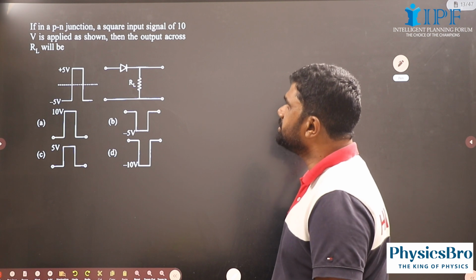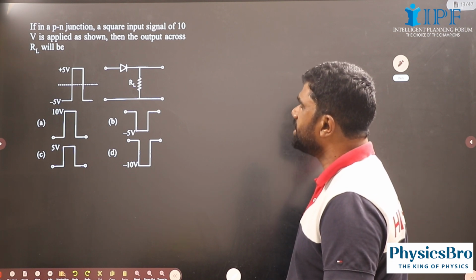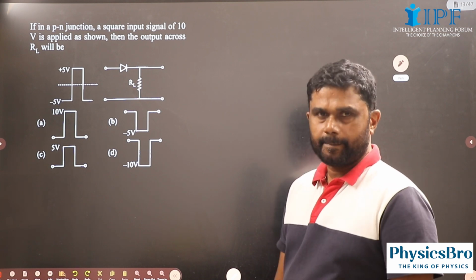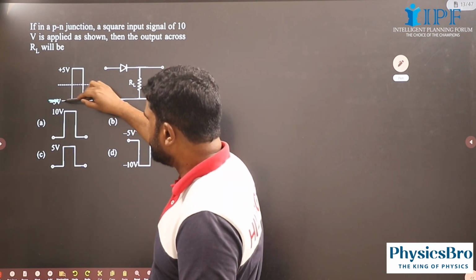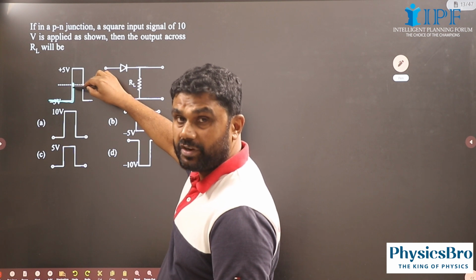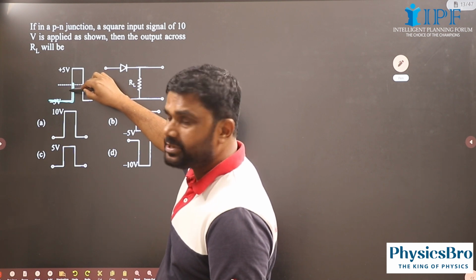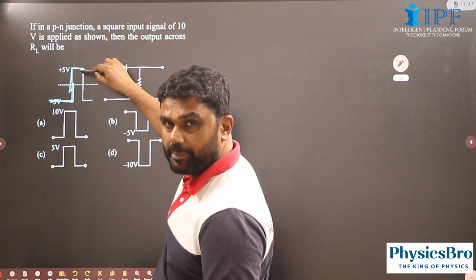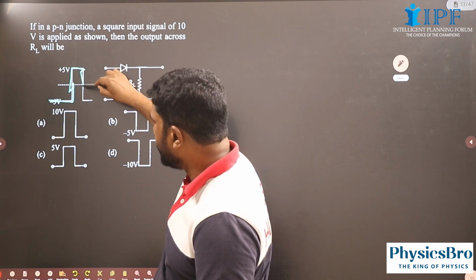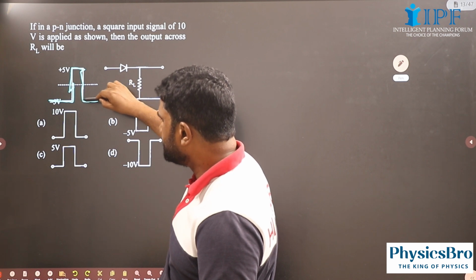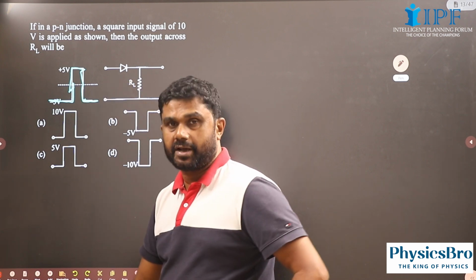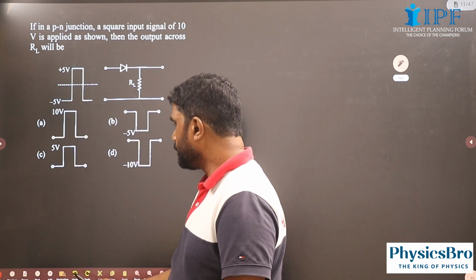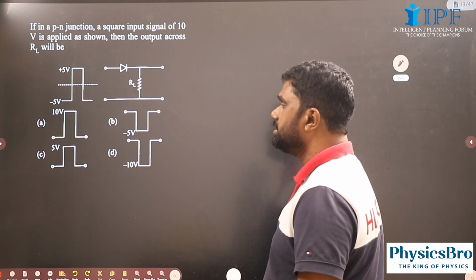Next, see if in a PN junction a square input signal of 10 volt is applied as shown, then the output across RL will be. See, here the voltage is negative. So diode will be reverse biased, so output will be 0. Okay, here voltage is positive. Diode will be forward biased and output also will be 5 volt. Again, see here voltage is negative, diode will be reverse biased. So 0, 5, then 0 again.